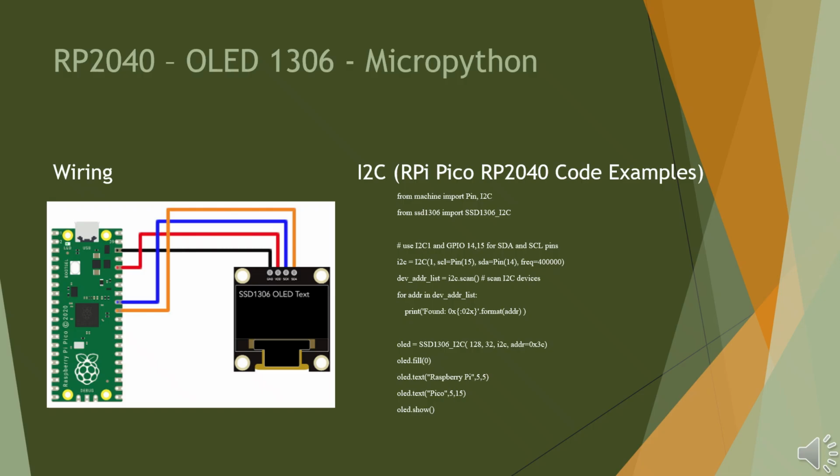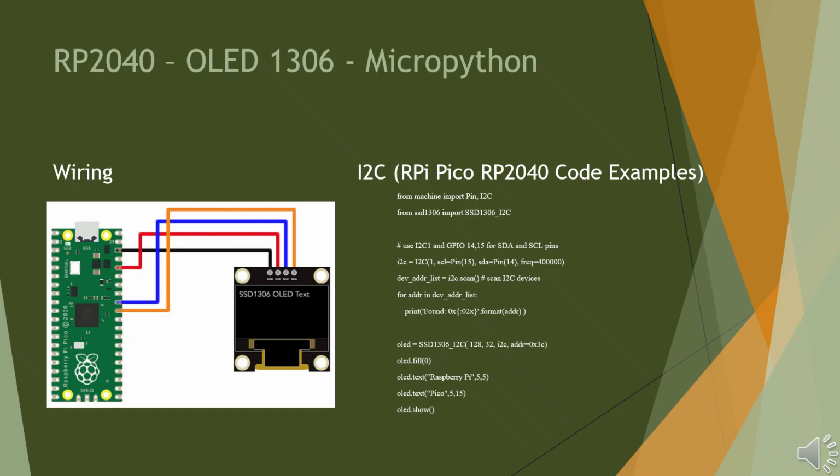The line i2c = machine.I2C(0, scl=machine.Pin(1), sda=machine.Pin(0), freq=400000) configures the Pico's I2C bus 0 to use GPIO0 as SDA and GPIO1 as SCL at 400 kHz. This frequency, known as fast mode, is typical for small displays and sensors.